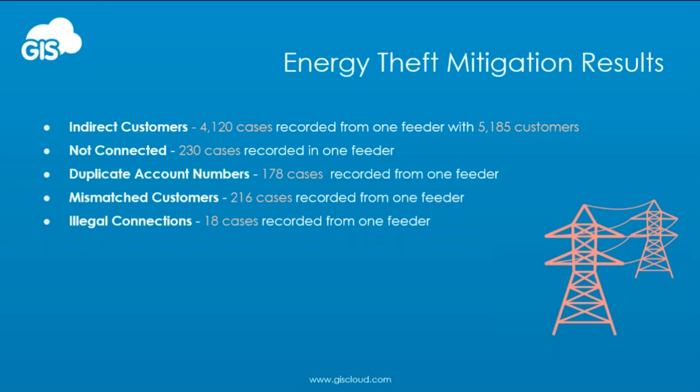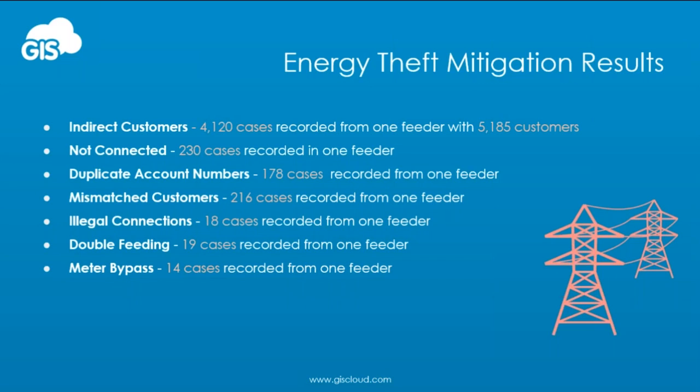We have also the case of illegal connections. And illegal connections are through another means. So this is also something else that we are able to trace using our project, using GIS Cloud. We have also cases of double feeding or double sourcing. Double feeding, these are consumers that will be receiving supply from two different feeders at the same time, and they are billed for one. So you find out that they will be stealing the energy. For instance, when you have outage in one feeder, they switch to the other feeder, but they get one bill.